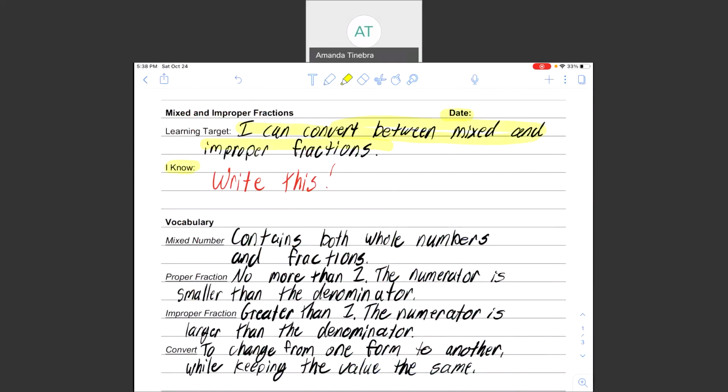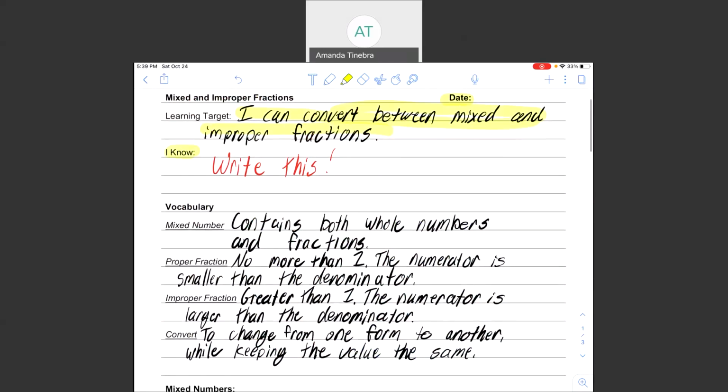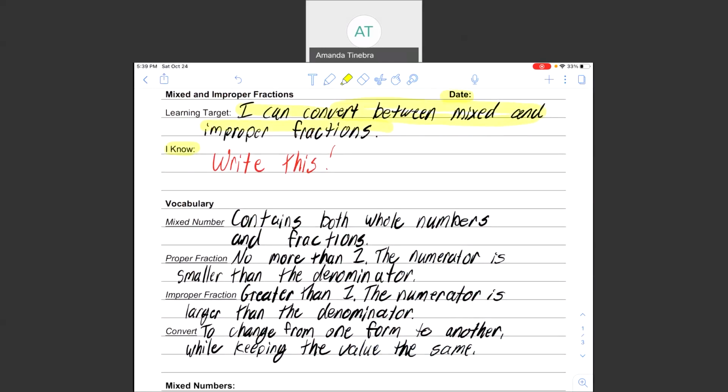And then we have quite a bit of vocabulary today, so remember after we go through it, make sure you pause the video and get it all written down on your sheet. So our first word is mixed number. A mixed number contains both whole numbers and fractions. A proper fraction is no more than 1. The numerator is smaller than the denominator. An improper fraction then is greater than 1. The numerator is larger than the denominator.